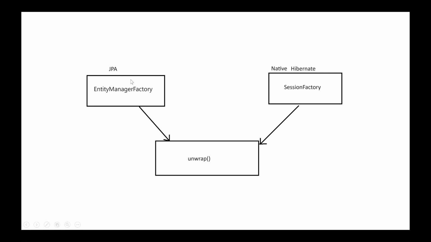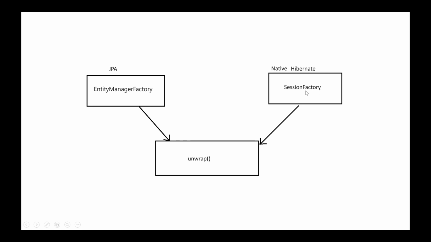So while using JPA, you may want to use an API of Session Factory that is very specific to native Hibernate and is not there in JPA. In that case, JPA has provided a specification that if somebody wants to use the internal API of a provider like Hibernate, we can use that API through the unwrap method. So how are we going to use this unwrap method? We will use the unwrap method on the Entity Manager Factory object to get the Session Factory.